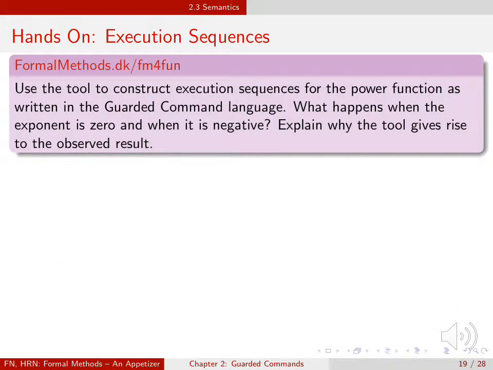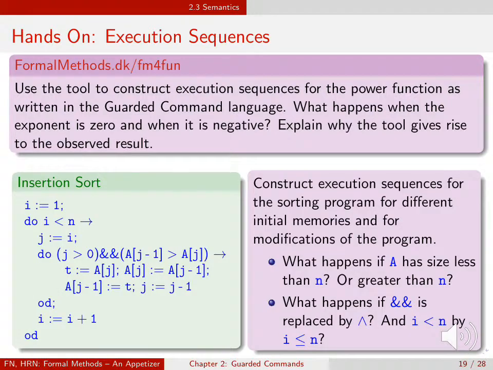Now it is the time for you to use the tool at formermethods.tk. Try to use the power function and see what happens if some of the numbers are negative. Do a simple experiment with insertion sort. What happens if the size of the array is different from n? What happens if you use ordinary conjunction instead of short-circuit conjunction? What happens if comparison operators are changed from strict to non-strict? Once you've done this, you should read the section in the book, doing the try-it-outs on the way.